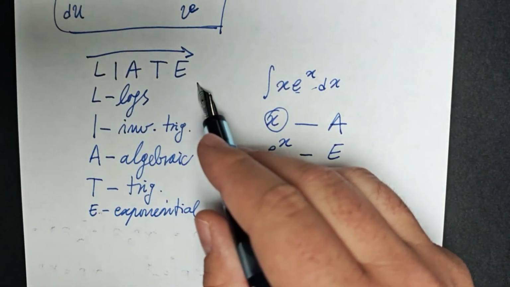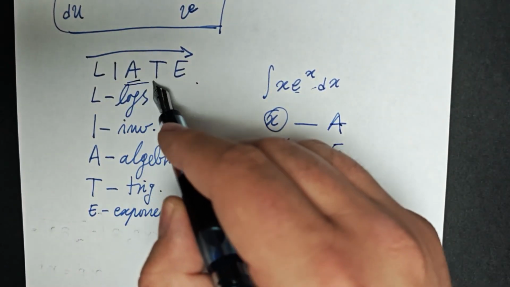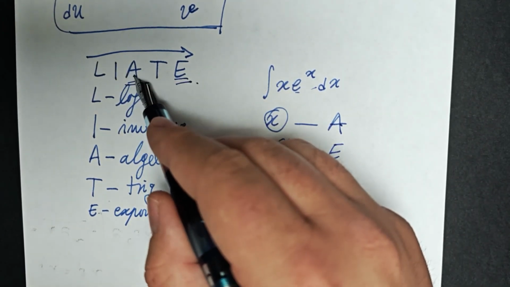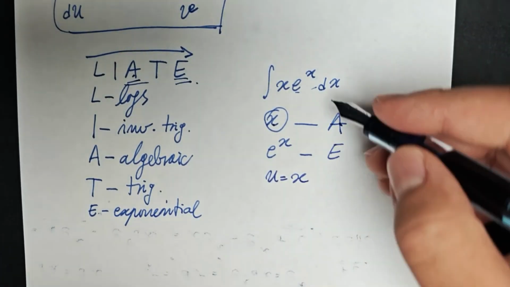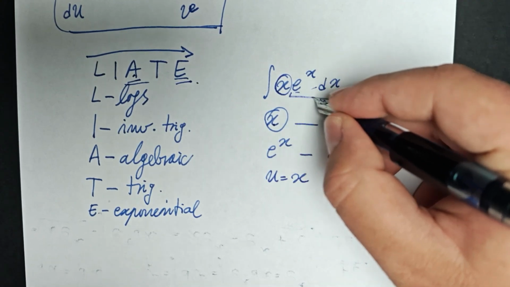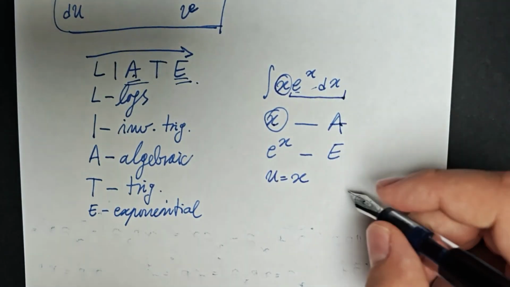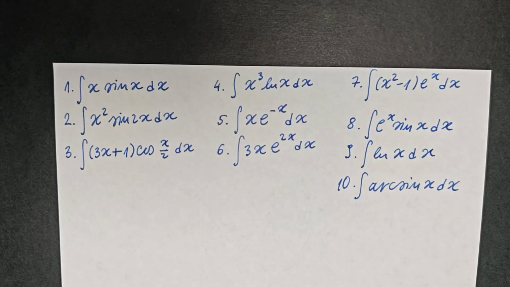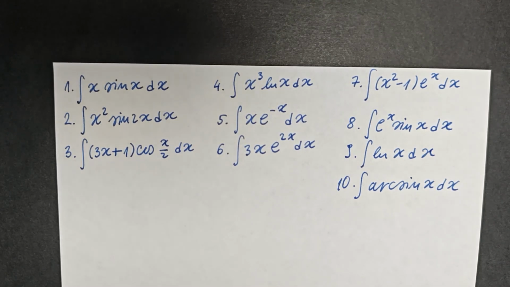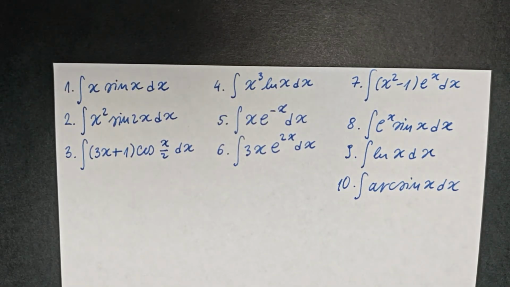In our LAIATE acronym, A stands before E. So we are going to take for u that A. A was x, so u is going to be x. So we have taken the x and everything that remains under the sign of integral is going to be dv. Let's now put this LAIATE trick to the test and solve some more integrals for practice. In my opinion, the hardest thing is to pick u and dv. So here is the list of integrals and let's practice on it picking u and dv.